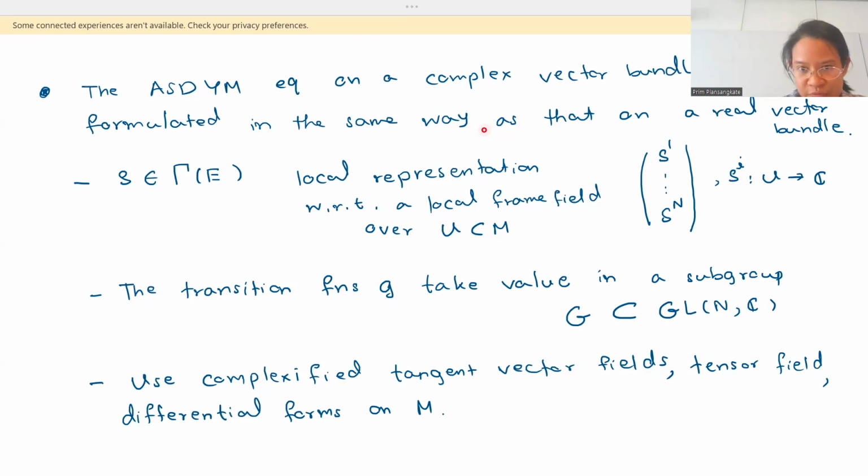And the transition functions would take values in a subgroup now of a complex general linear group. And then when we talk about vector fields, tensor fields, and differential forms on the manifold, now we use the complexified ones. So the component functions of, say, the differential forms are now smooth, complex valued functions.